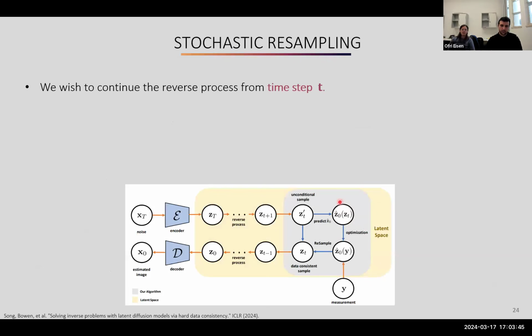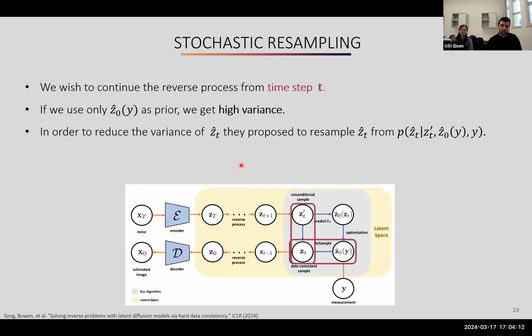So after we got Z0 given Y, what you want to do is come back to the latent space data manifold, because you want to keep going and continue the reverse process from time T, which is the time step where you stop. They discovered that if you use only Z0 as a function of Y, you get a very high variance. So they also suggest using ZT tag.